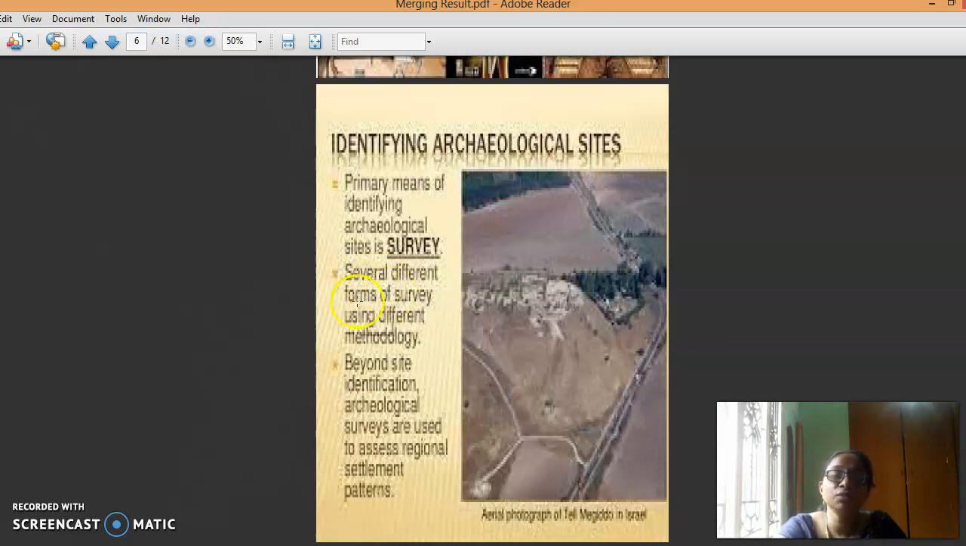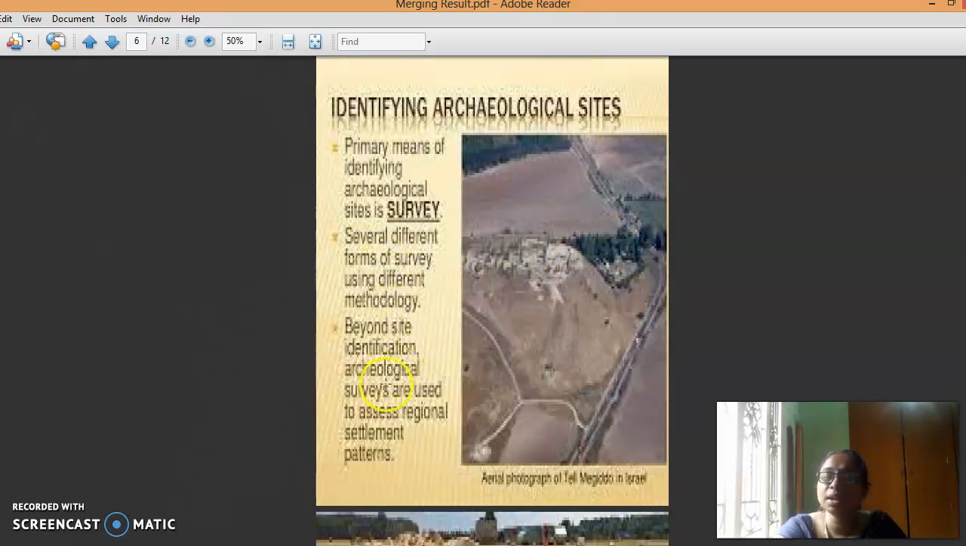So there are several different forms of survey using different methodologies. For the survey conducting method, we have different types of methodology. One is the random sampling technique, and the other is descriptive analysis. That is also related to survey methods. So there may be pilot studies made when the archaeological sites are excavated.